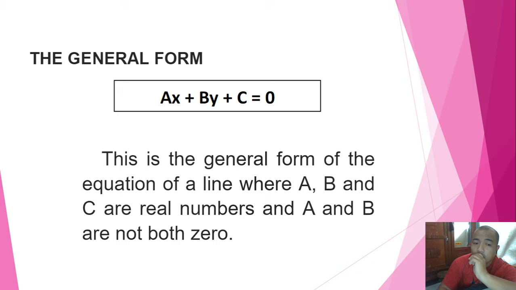This is the general form of the equation of a line where A, B, and C are real numbers, and A and B are not both 0. We use capital A, B, and C for the coefficients, because if we let this be a small a, that would already be the x-intercept, and small b is the symbol for y-intercept. So for the coefficients of x and y, we use capital A and B, and capital C for the constant.